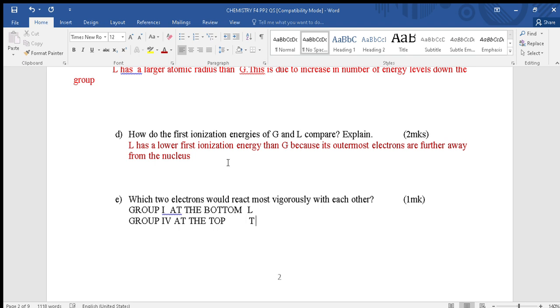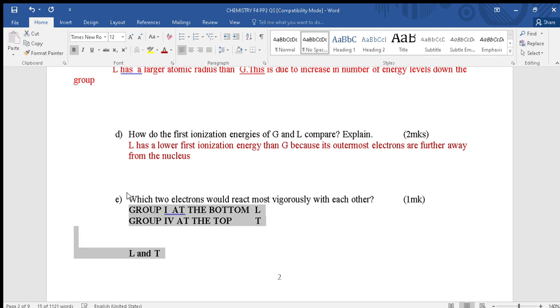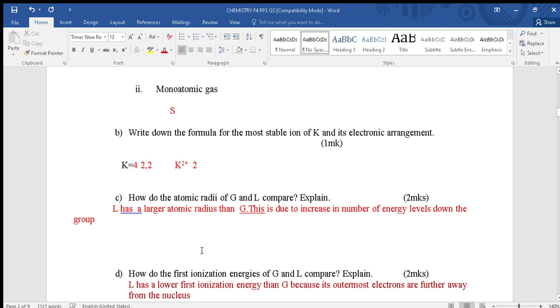So if you are asked which two elements will react more vigorously with each other, you go to group 1 at the bottom and group 7 at the top. That is element L and element T. So your answer is going to be L and T. I've told you how you can know that very well, okay? So let me highlight this. I hope that has been well understood, learners, up to there. I hope you are understanding something.